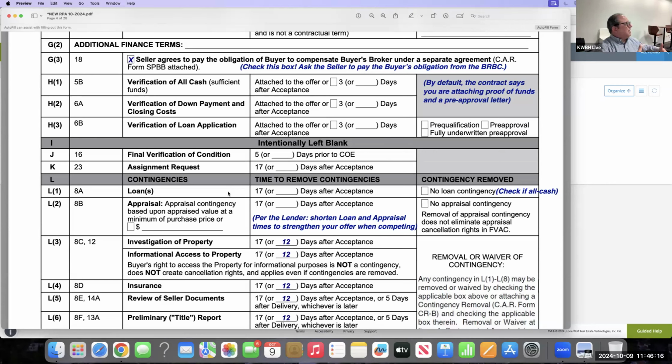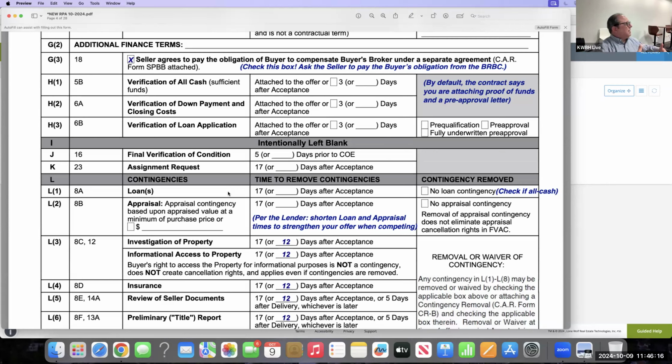Now, per the lender, when the lender tells you how long they need for the loan, you can shorten these days. You're going to lower this number, and that will strengthen your offer. If you're the only offer on a property, there's no reason for you to shorten any time. If you're the only offer, you're not competing with anybody.